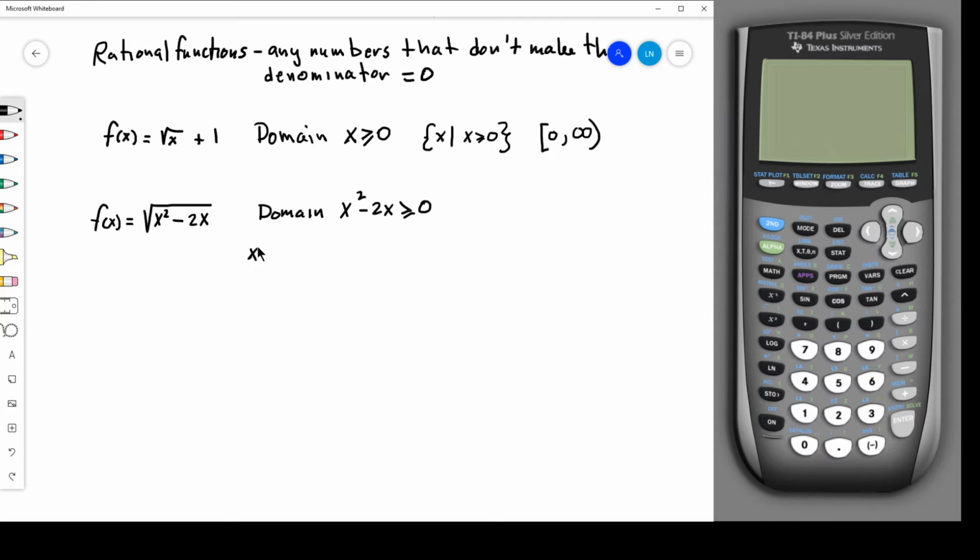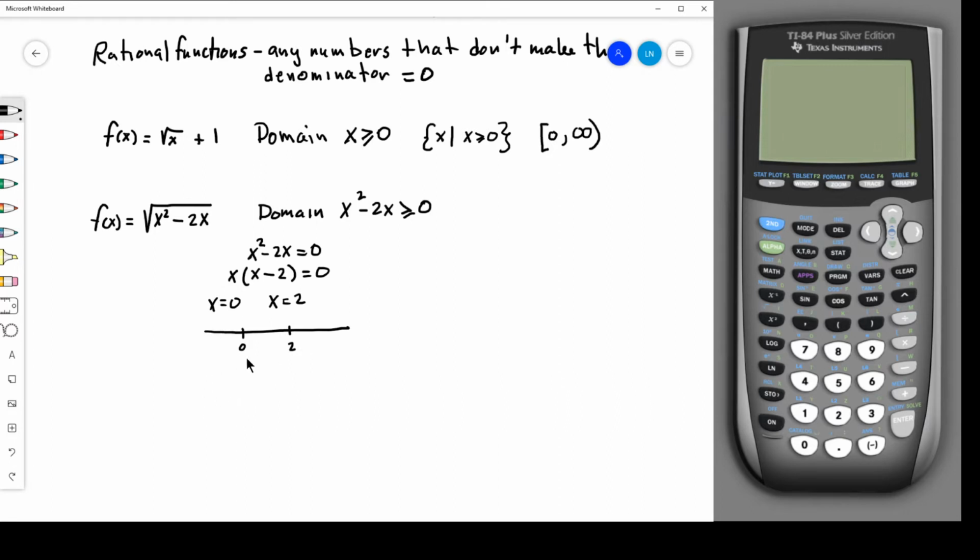I need to look at the equation x squared minus 2x equals 0. I need to solve this for where it's equal to 0, so I'm going to factor out an x. And then this factor is going to be x equals 0. This factor is going to be 0 when x is 2, because 2 minus 2 is 0, so x is 2. Right, so I need my number line, 0 and 2. And then I just need to check.